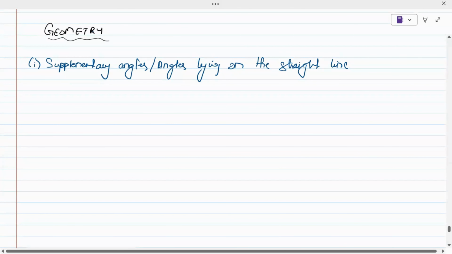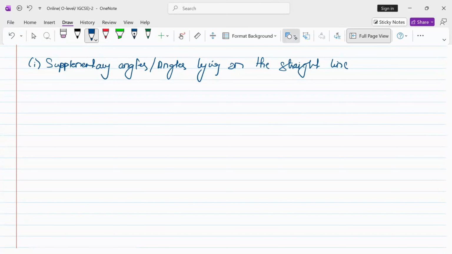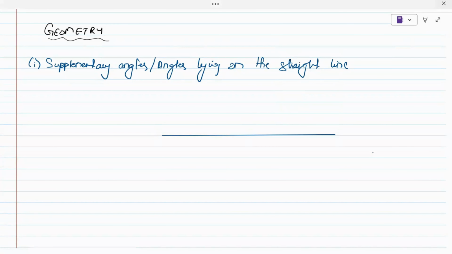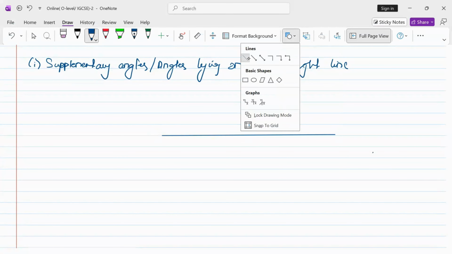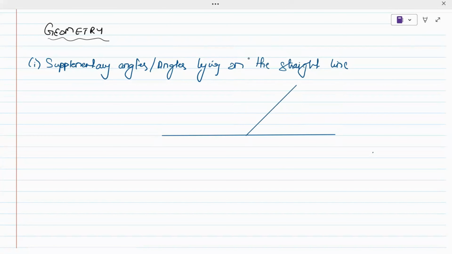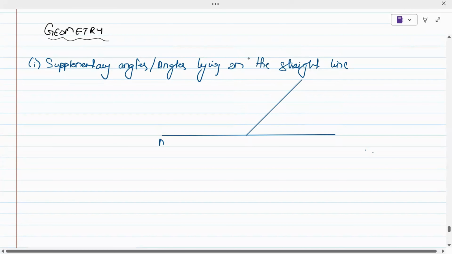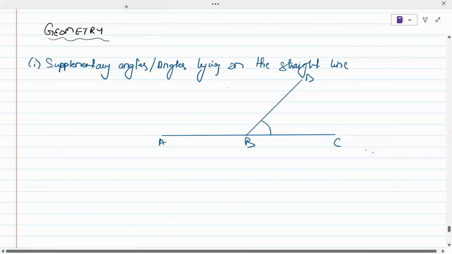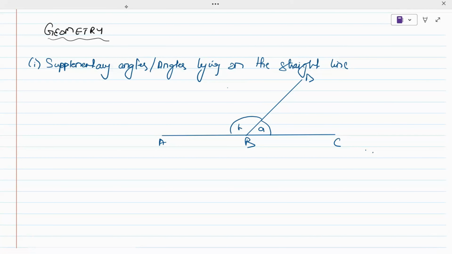So when we say angles lying on the straight line, no matter if there are two or more angles, if they are lying on the straight line originating from one single point, originating from one single point means we should be having one common point. Let's say this is A, B, C, D, and we have two angles drawn there. Let's say this is A and this is B. So angles on a straight line, they will always sum up to 180 degrees. So here we can make the equation as A plus B is equal to 180.